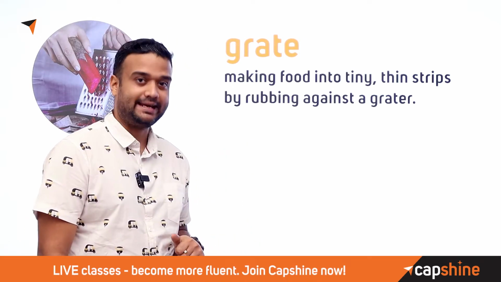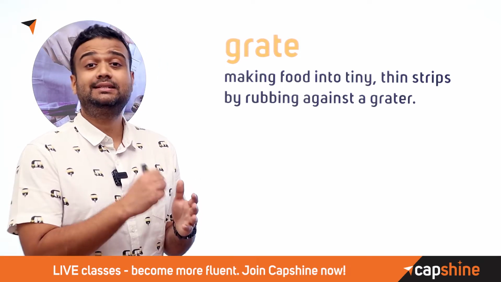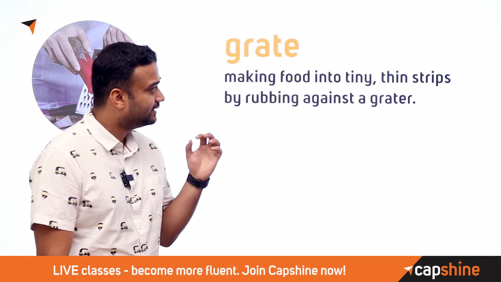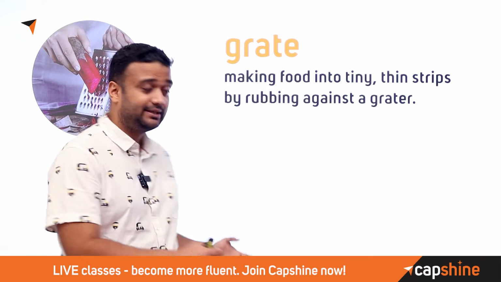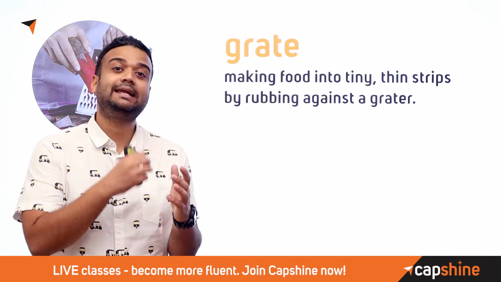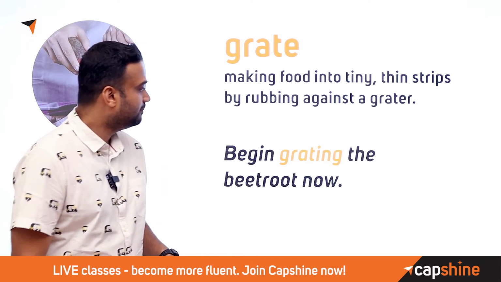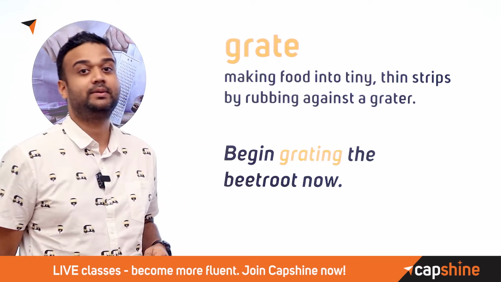Another one is to grate. Have you seen a grater, right? Where you can grate the cheese, or you can even grate certain vegetables. To grate is to make food into tiny strips by rubbing against something called a grater. So something that looks like this is a grater. You might have seen your mother grating coconut, right? That is to grate. Begin grating the beetroot now, right? One of the instructions you might see in a cookbook.